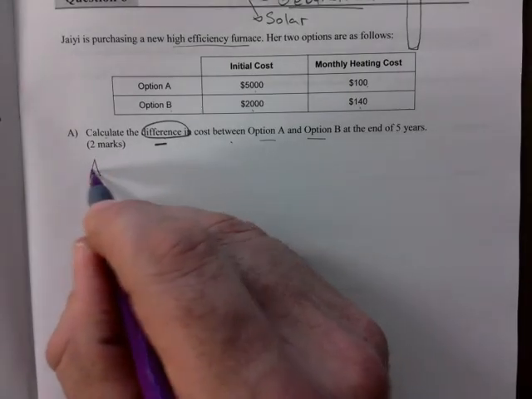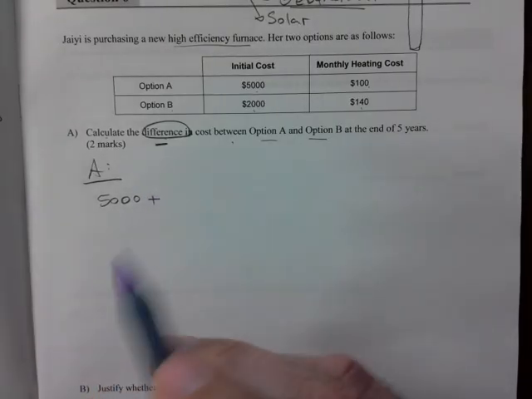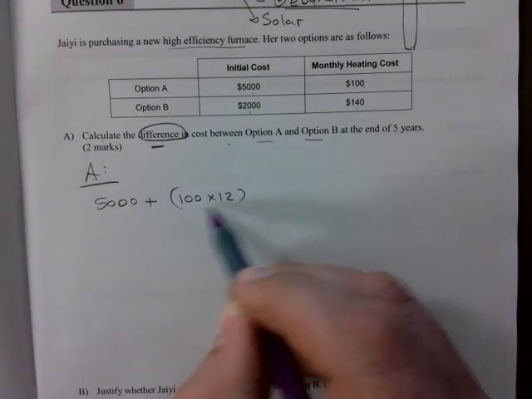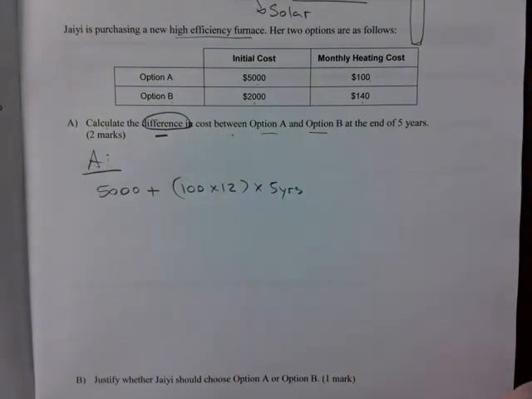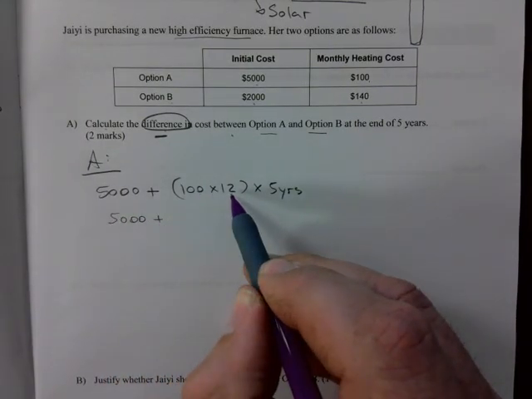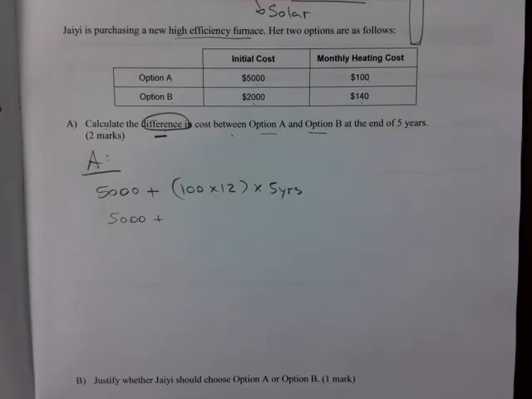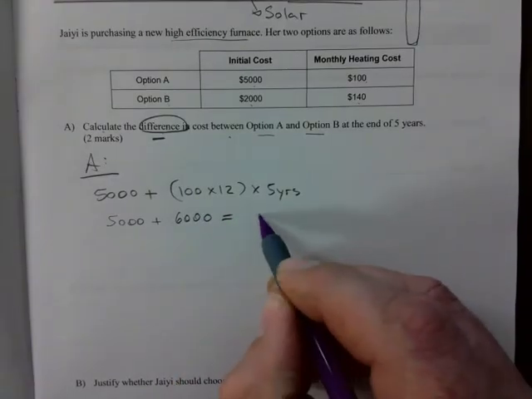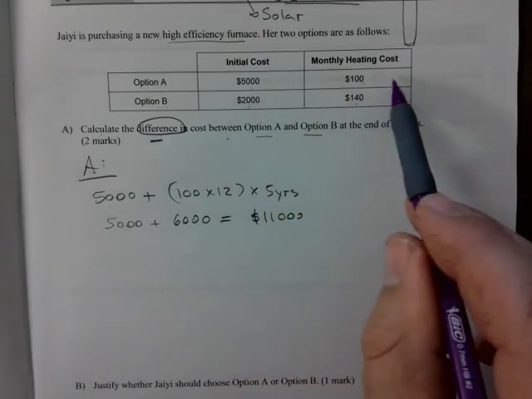So you get, let's do option A here. You pay $5,000, and then you pay $100 times 12, right? That's 1 year, and you do that over 5 years. So let's figure out what that is. 5,000 plus, this would be 1,200. That's 6,000? Yeah? I'm just going to go with it. So that's $11,000 that you pay for over 5 years if you chose option A.